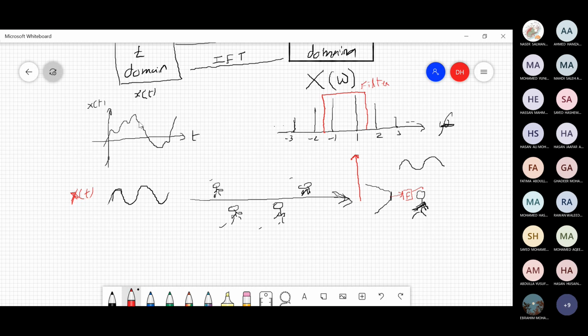Without this, in time domain, you cannot differentiate. You have something like this, noise plus the original one. It could be something like this, but you cannot differentiate.